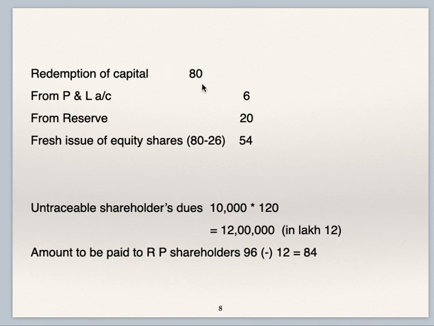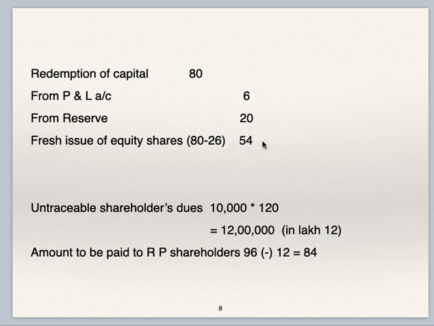See here, redemption of capital is 80. From profit and loss account 6. Why? Because as per balance sheet 15 was there. From that loss is to be deducted, 8. So 7 is available. 1 is for premium on redemption of preference shares. So remaining is 6. From reserve you can utilize 20. 6 plus 20 is 26. So 80 minus 26, fresh issue of equity shares is 54.